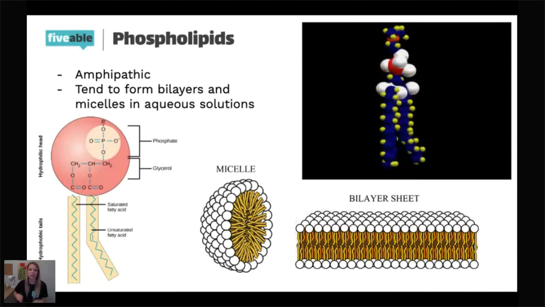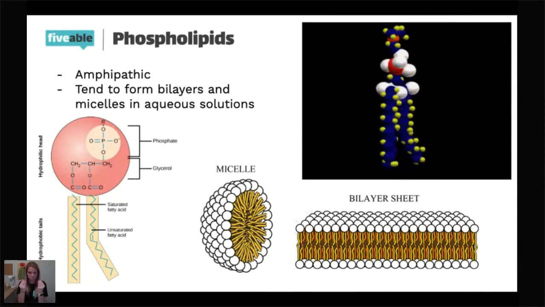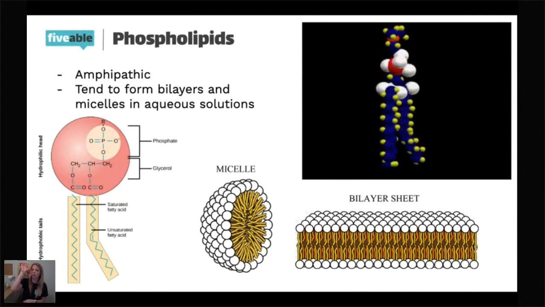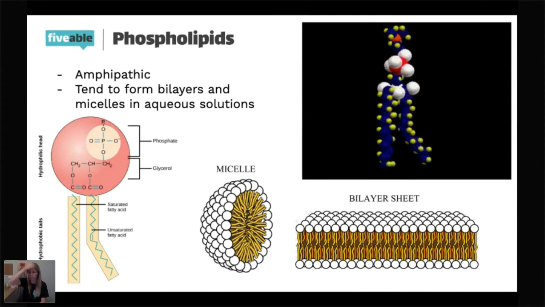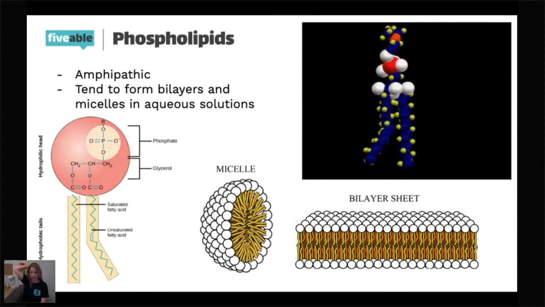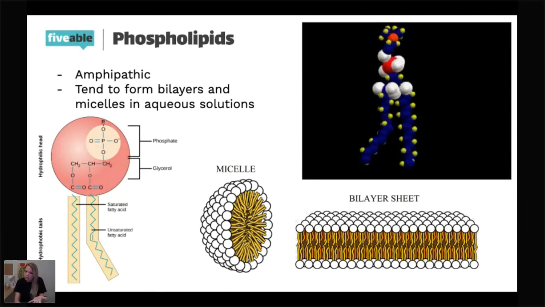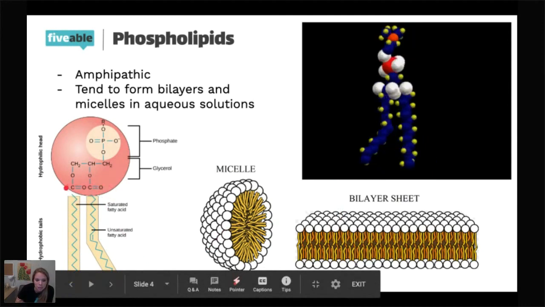But amphi, from the Latin word ambi, meaning both. So amphipathic, it's got both polarities. It's got a polar end and a non-polar end, which seems at odds with each other because we know those two things don't mix, but they are able to bond right here.